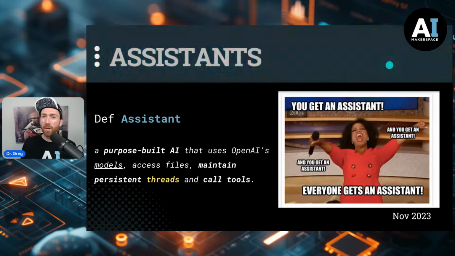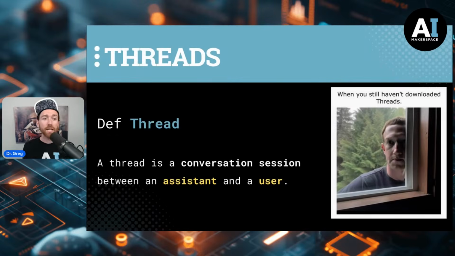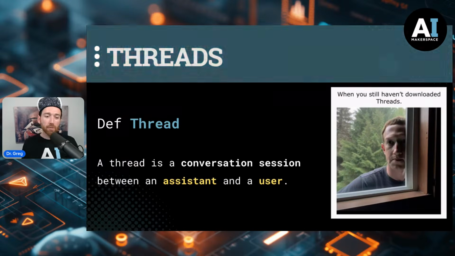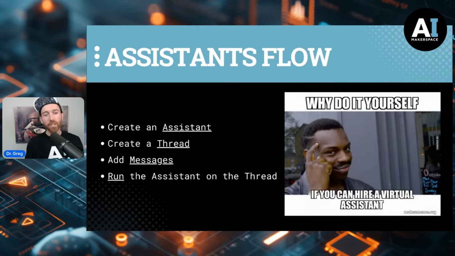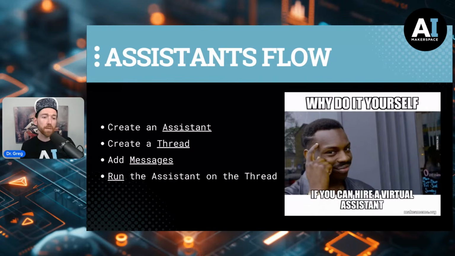And we can define a thread very simply. A thread is literally the convo between the assistant and the user. It's a session. And so we can start to think about this idea of session memory and beyond session memory, and lots of things at that time. And it was very simple how to use this. We wanted to create our assistant. We wanted to create the thread. We wanted to add messages, just like Chat Completions API. And we wanted to run our assistant on that thread.